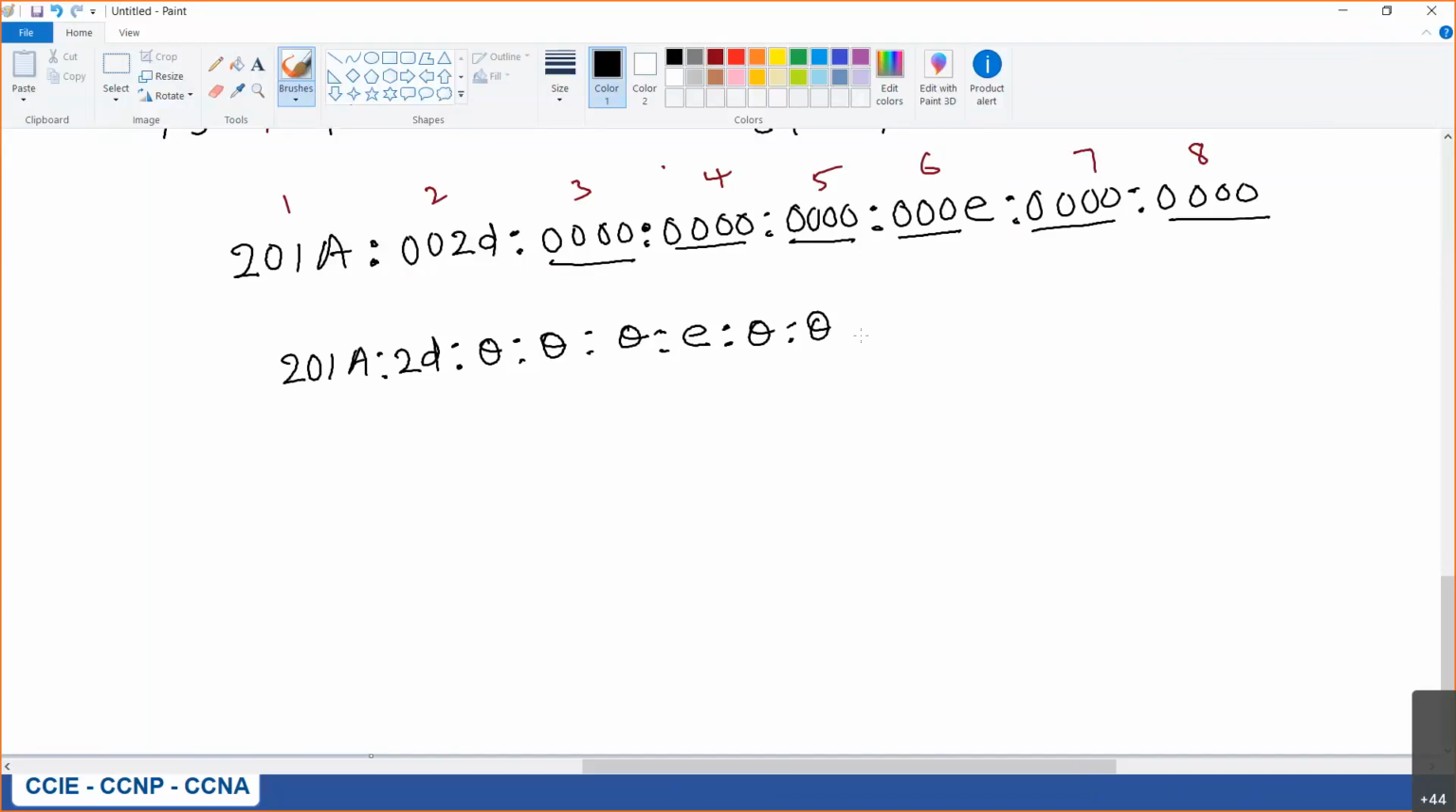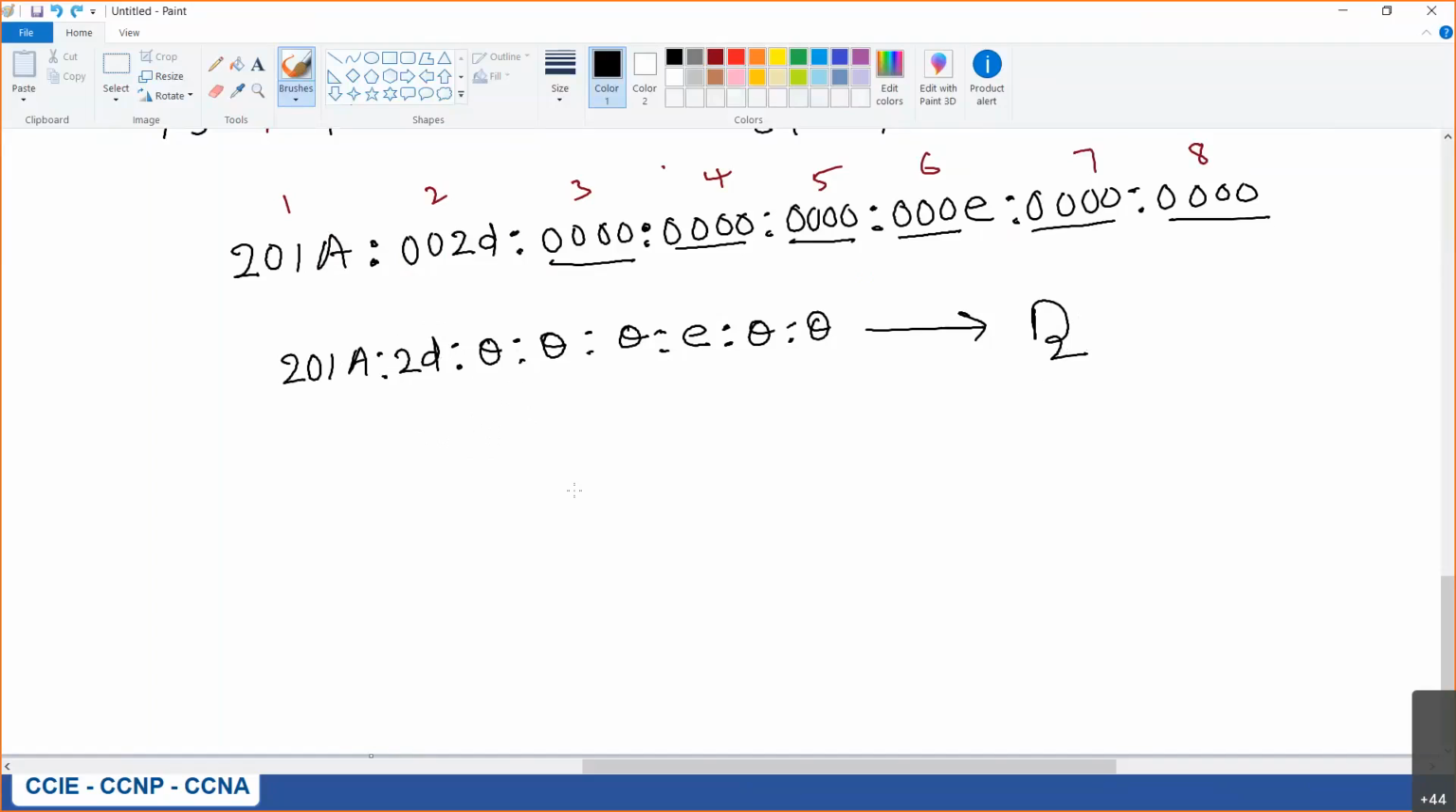Is it clear? Now this address, if we assign it to a computer, your PC will automatically understand here we have 002D available. And here we have 1, 2, 3, 4 zeros available. Your machines can automatically understand that. Is it clear, guys? The basic tutorials.